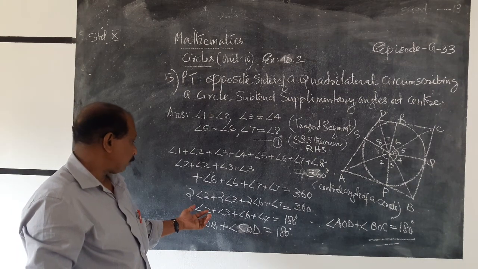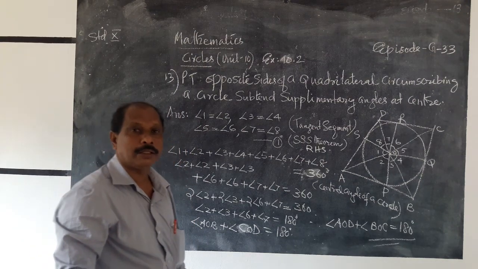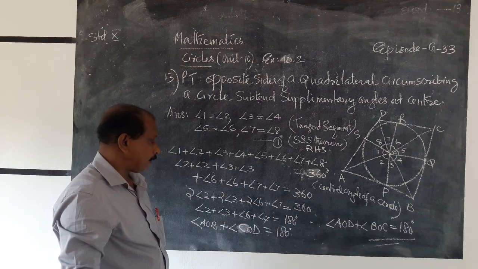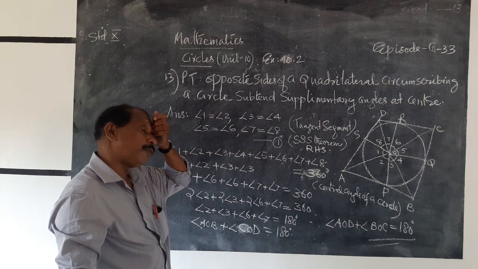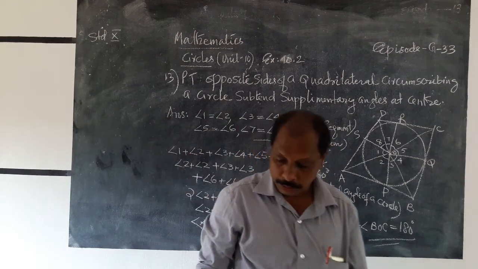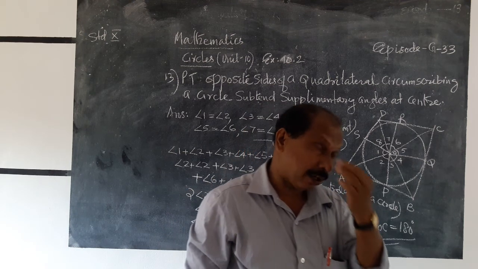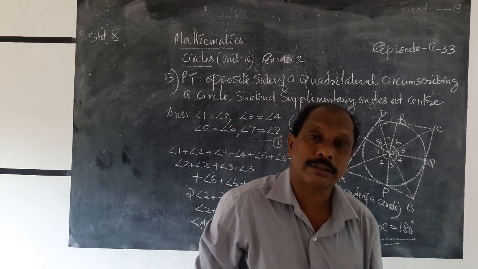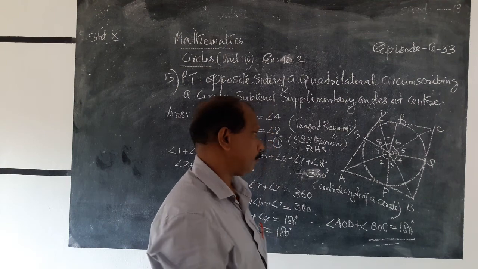Therefore, angle 2 plus angle 3 plus angle 6 plus angle 7 is equal to 360 by 2, that is 180 degrees. Angle 2 plus angle 3 is angle AOB. Angle 6 plus angle 7 is angle COD. Together they are 180 degrees. Therefore, the sum of the other two is also 180 degrees. Therefore, angle AOD plus angle BOC is equal to 180 degrees. That means the angles subtended at the center by the opposite sides of a quadrilateral are supplementary. This is also another important problem for that chapter.